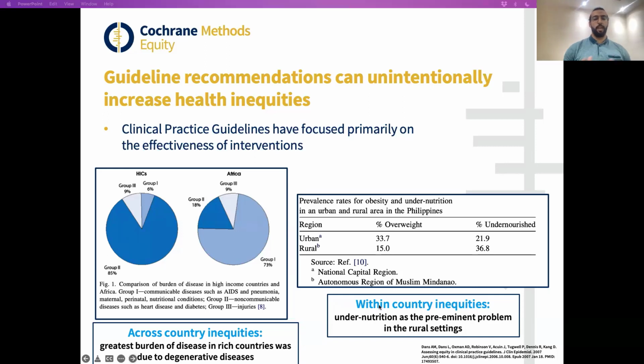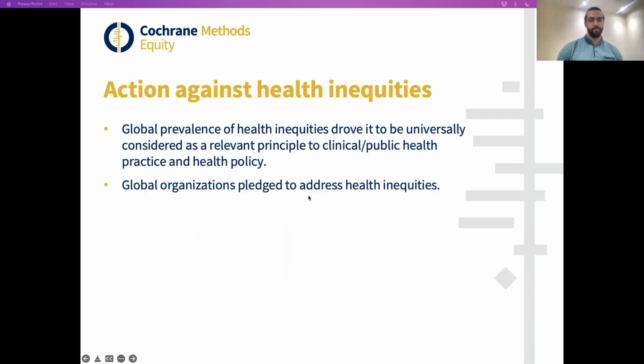And this also could happen within a country. For example, in the Philippines, undernutrition is a preeminent problem in rural settings. So if there was a public national campaign for weight reduction, it would be irrelevant for those living in rural areas. So these issues have driven health equity to be universally considered as a relevant principle to clinical and public health practice. And global organizations such as the WHO have pledged to address health inequities because promoting health equity reflects the value of distributive justice for health and healthcare.